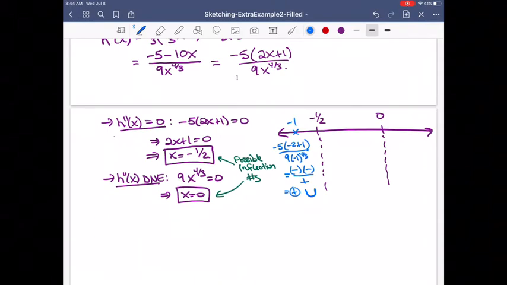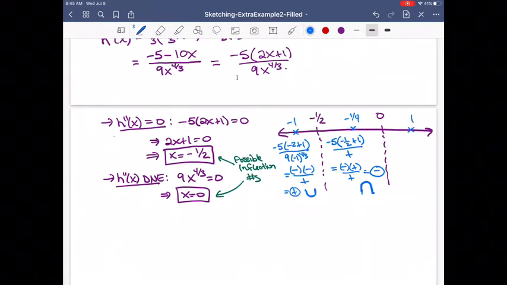Okay, something between negative 1/2 and 0 is maybe negative 1/4. So then I'm going to have negative 5 times, now if I put in negative 1/4, I'm going to have negative 1/2 plus 1. And on the bottom, well, it's a positive number. I don't actually care what it is. So I have a negative in the negative 5. Now negative 1/2 plus 1, that's positive 1/2. So that's a positive. So the top is negative, the bottom is positive, so this whole thing's going to be negative, so I'm going to be concave down in that interval.